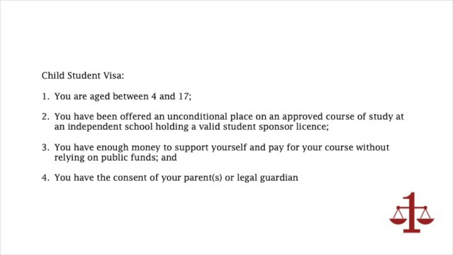To qualify for a child student visa, you need to satisfy that you are aged between 4 and 17, you've been offered an unconditional place on an approved course of study at an independent school holding a valid student sponsor license, you have enough money to support yourself and pay for your course without relying on public funds, and you have the consent of your parent or legal guardian.